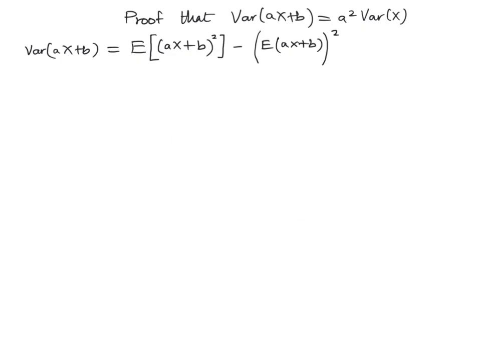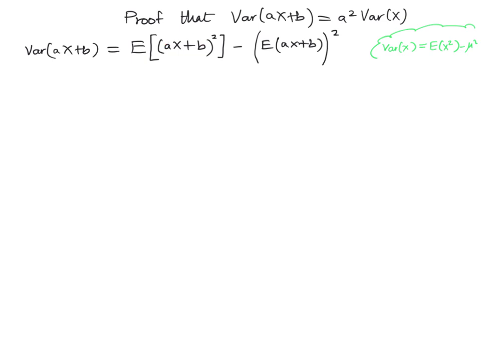So here's the proof that the variance of ax plus b is equal to a squared times the variance of x. So first we start with the variance of ax plus b. And now ax plus b here is the random variable. So it's going to be the expected value of whatever that random variable is squared, minus the mean of that random variable, which is just the expected value of that random variable, squared. So that's just the regular old variance formula for the random variable ax plus b.